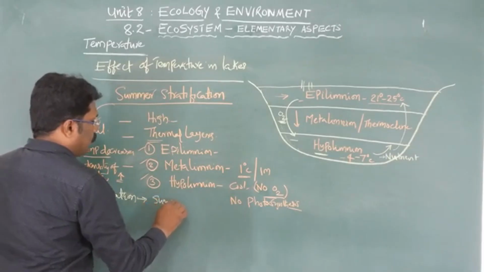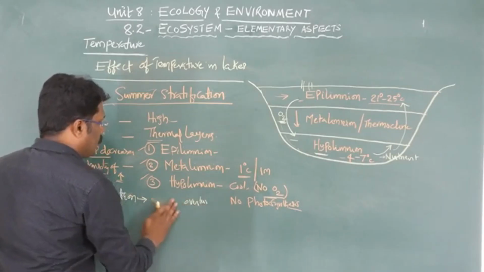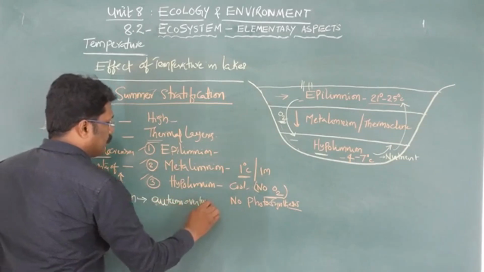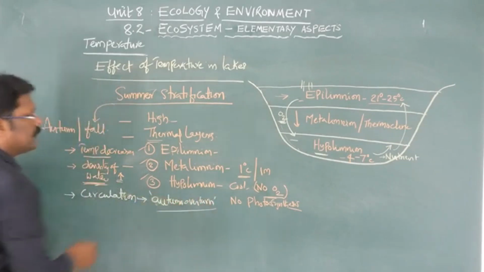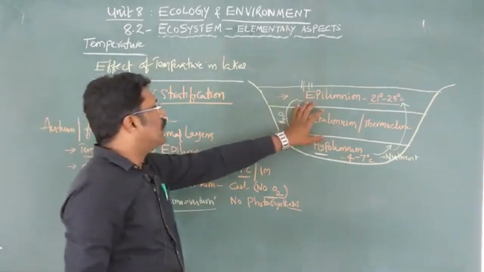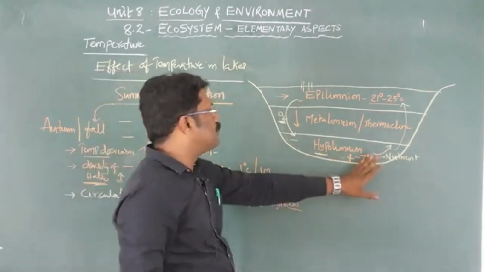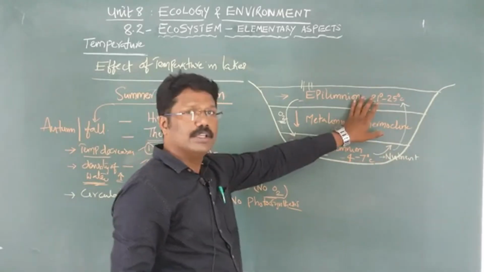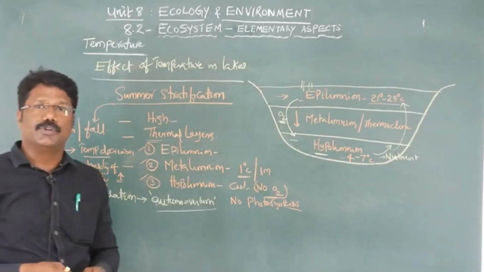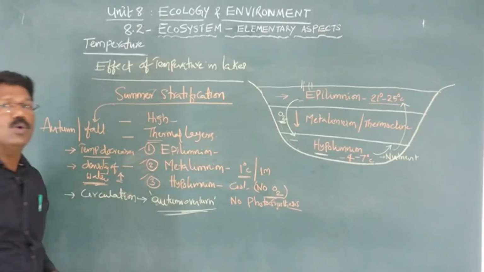autumn overturn. So autumn overturn makes the oxygen rich upper layer come towards the lower region, and the nutrient rich lower region moves to the upper region. Thus there is an equal distribution of oxygen and nutrients during this autumn, and this is known as the autumn overturn.